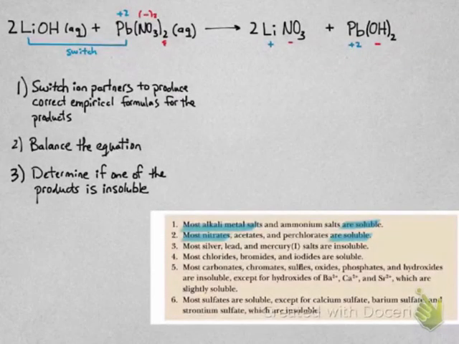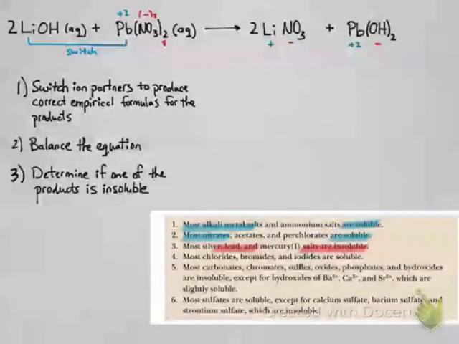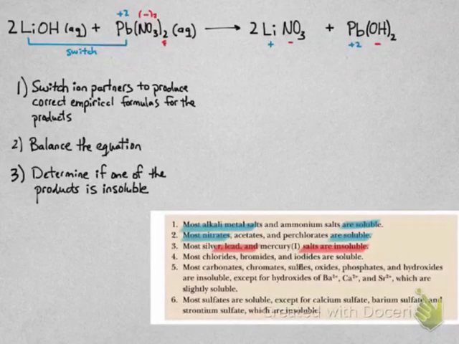It says that alkali metal salts are soluble. So without even going further, I know that my lithium nitrate is soluble, right? Because lithium is an alkali metal. We go on to read that lead salts are insoluble. Of course, the exceptions would be when it's combined with the rules 1 and 2 above it. Lead nitrates, acetates, and perchlorates would be soluble. However, lead is combined with hydroxide and therefore is insoluble and will be a solid. And that completes the equation.